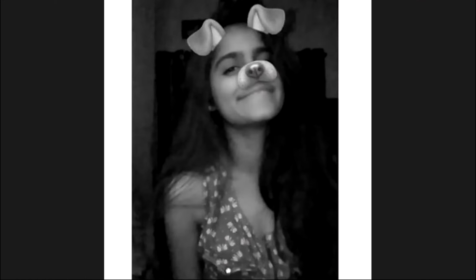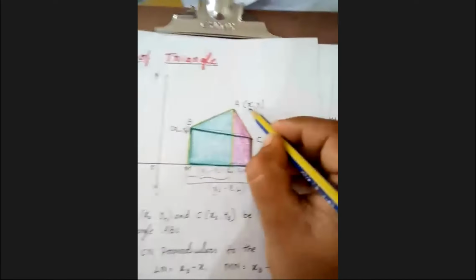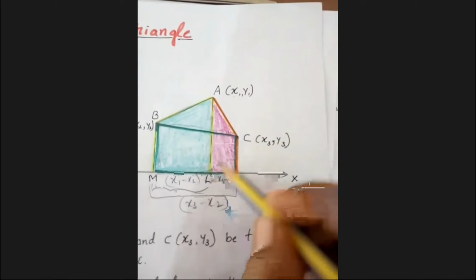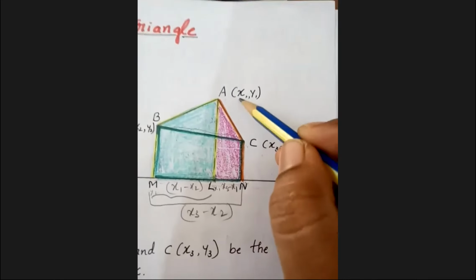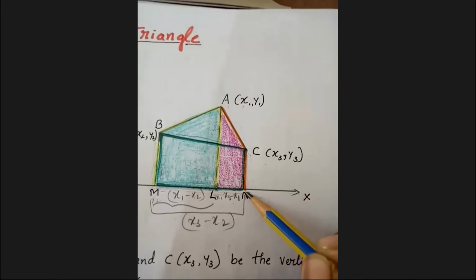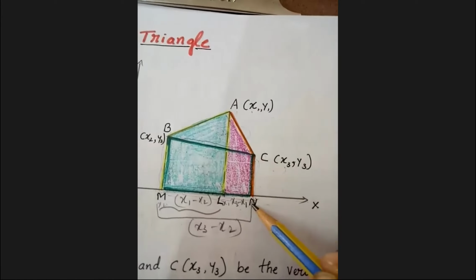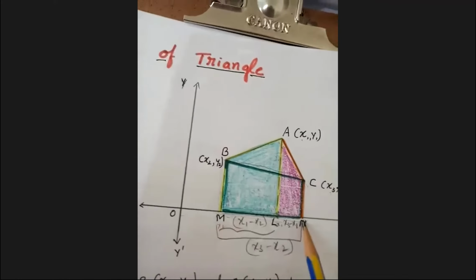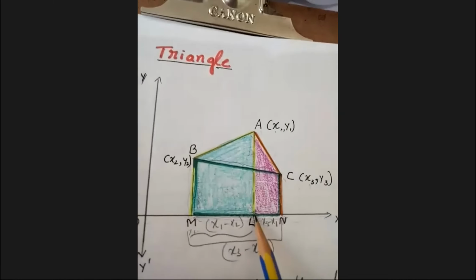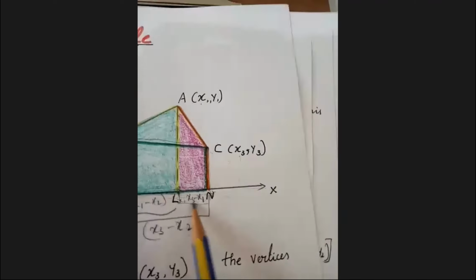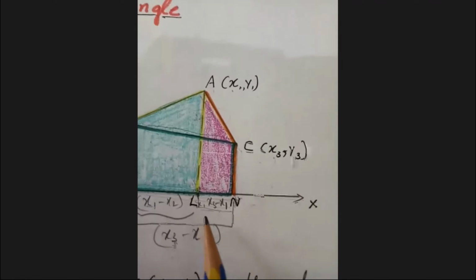Ma'am, can you repeat that about MLN? Yes, ma'am. This A to L on the x-axis, L is x1. The length of this is y1. Same thing, CN: the x-coordinate is x3 and the y-coordinate is y3. So the distance LN is x3, and if I subtract x1, I get the LN value. Am I clear here?